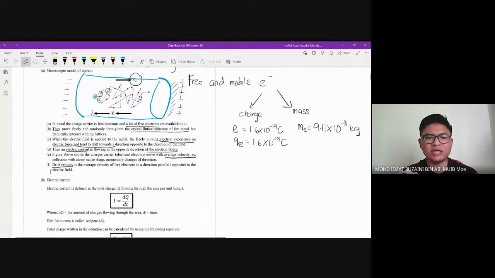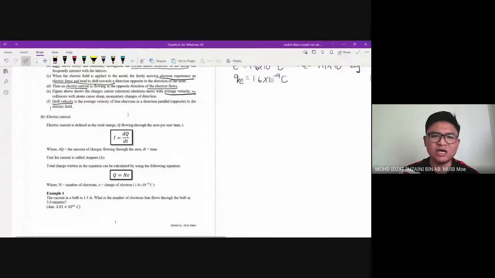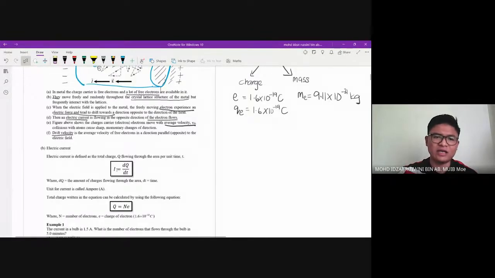Okay, it's about the electric current. Electric current is defined as the total charge dq flowing through the area per unit time. So the amount of charge that moves through this area, let's say this is our area, per unit time, over dt. So I equals dq over dt.